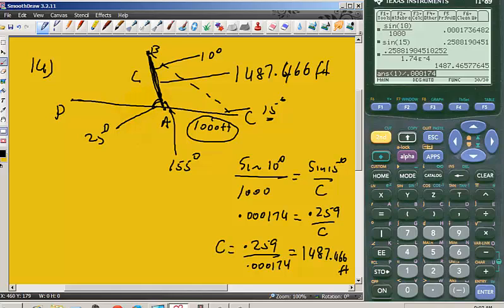That's it. Okay, law of sines, law of cosines. Good news. We're done with trig.